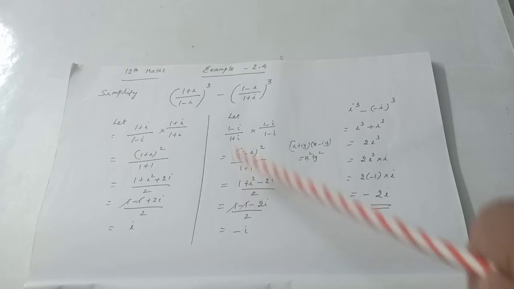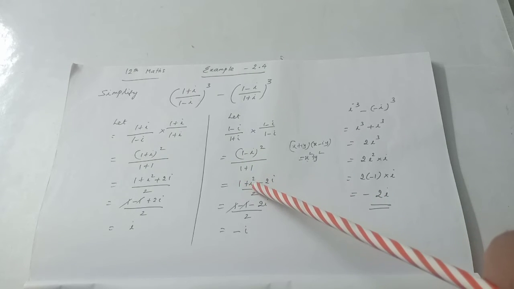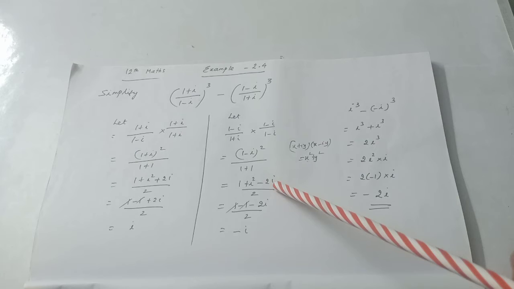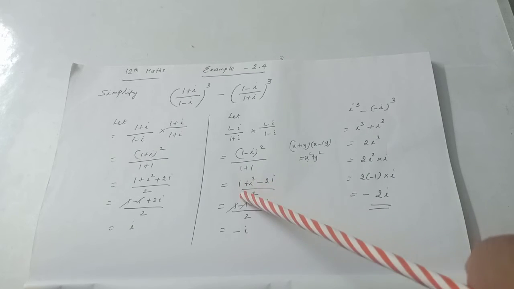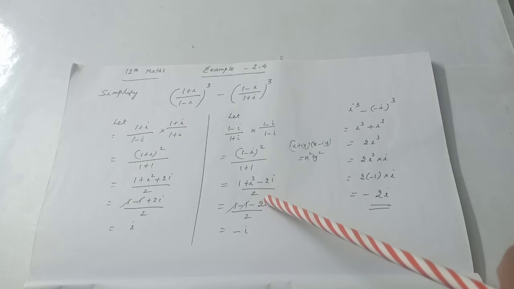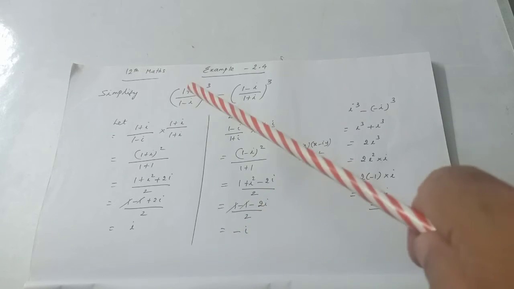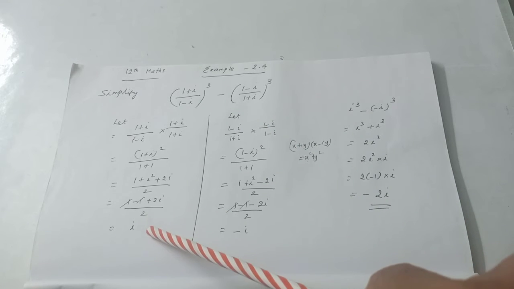1 plus 1 is 2. Expand (1 minus i) whole square: a square plus b square minus 2ab. i square is minus 1, plus 1 minus 1 cancel, minus 2i. Minus 2i by 2, the 2 cancels, minus i remaining. Now substitute i.